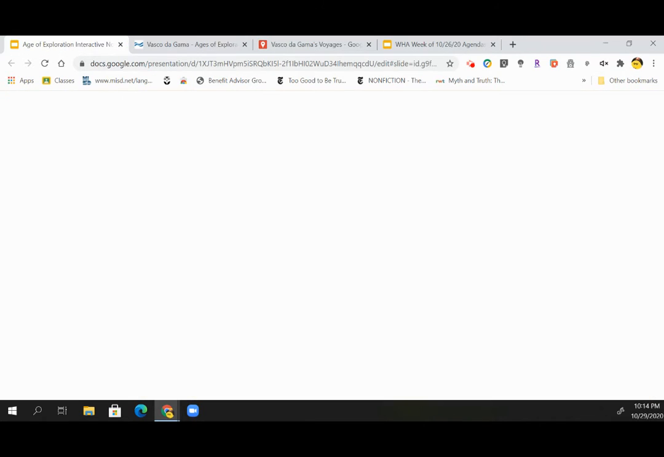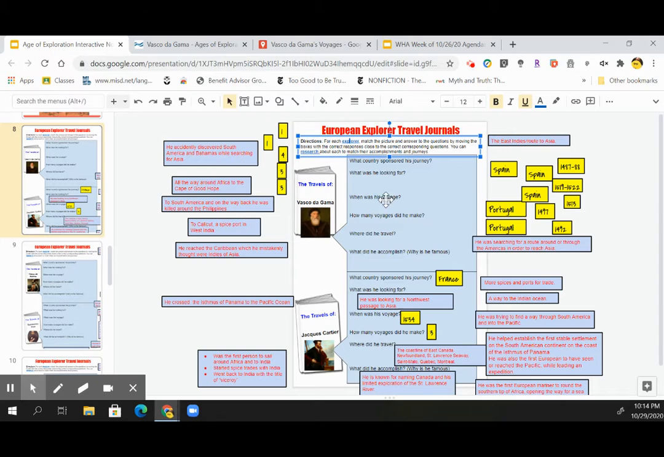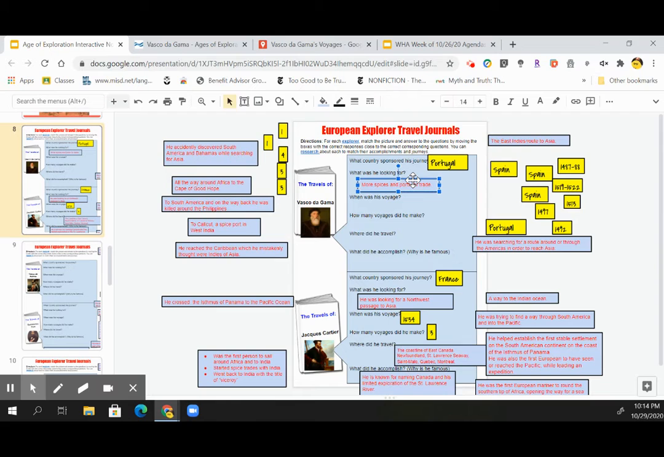Here's what we're going to do. We're going to look at if this thing would work. So what would we put down? What country sponsored his journey? So we'll move this to Portugal, right? Move that to Portugal. What was he looking for? Well, we know they were looking for spices and ports for trade. So more spices and ports for trade. That's what he's looking for.